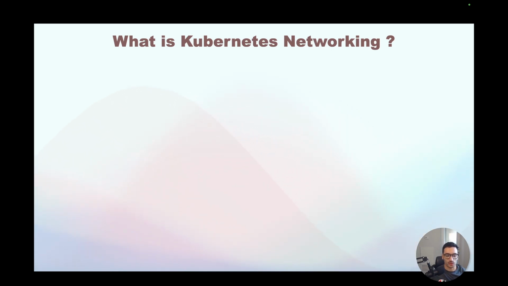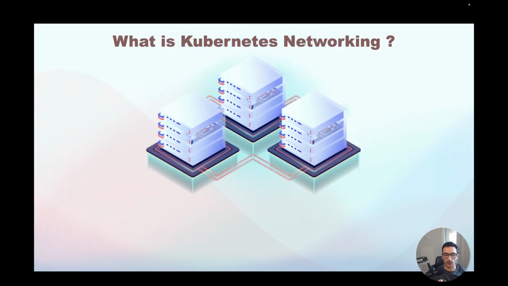So Kubernetes networking provides the infrastructure needed for communication within the cluster. Unlike traditional network setups, Kubernetes uses a flat networking model where every pod gets its own unique IP address, making the communication between the pods seamless.